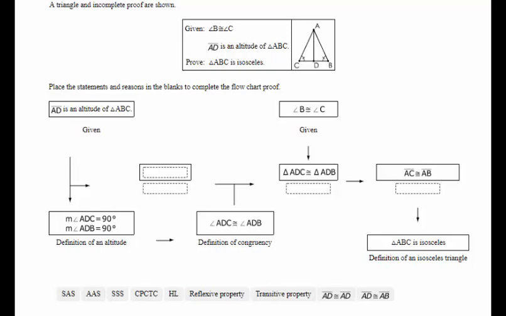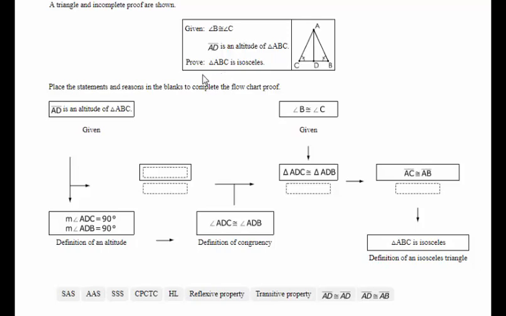A triangle and an incomplete proof are shown. The given information is that angle B is congruent to angle C, and AD is an altitude of triangle ABC. We are going to try to prove that this is an isosceles triangle.